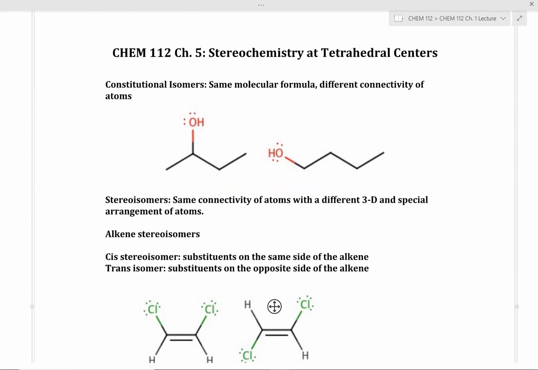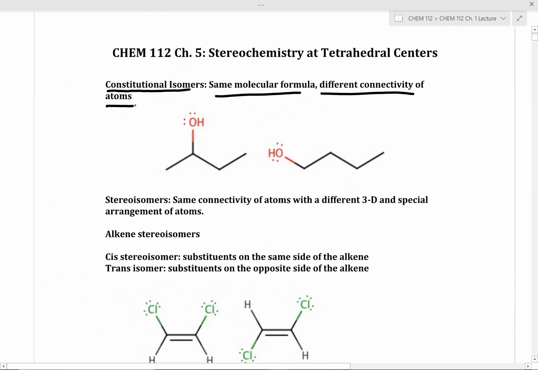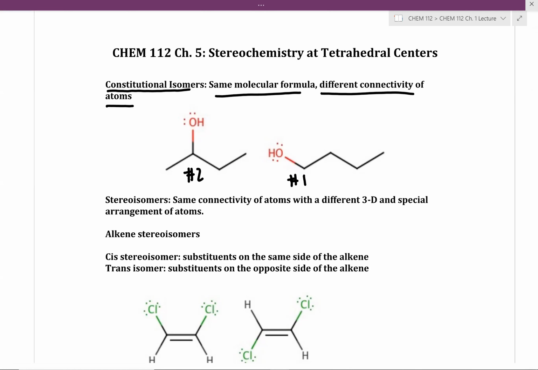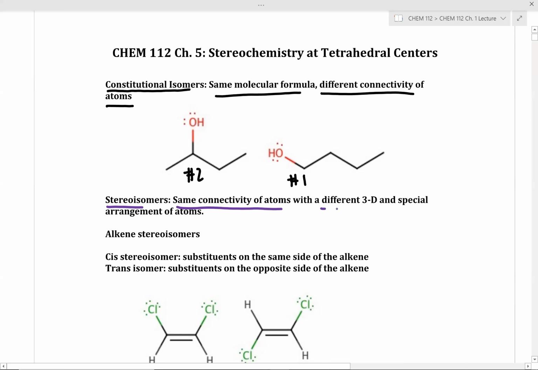So just as an overview, let's do a little bit of a refresher on constitutional isomers. So constitutional isomers, we have the same molecular formula with a different connectivity of atoms. So for example, we have moved our alcohol from carbon number 2 to carbon number 1. Formula is the same, number of atoms is the same, but we just have a different connectivity. Now, stereoisomers have the same connectivity of atoms, but they have a different 3D and spatial arrangement of atoms.